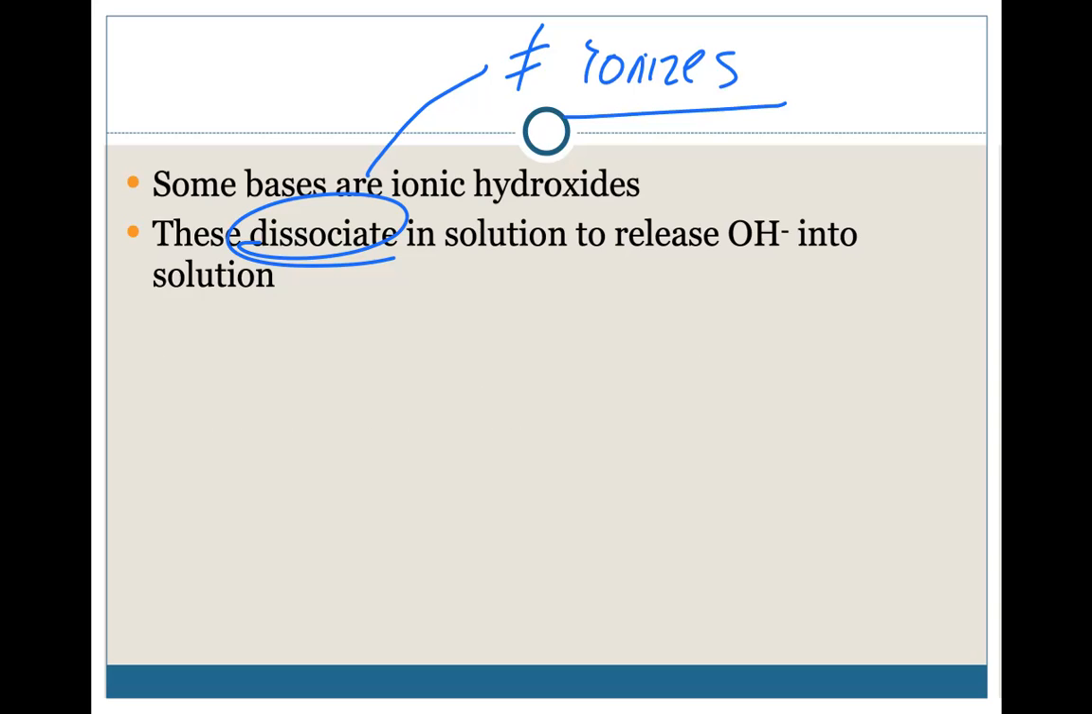Okay, so I want to do an example of this to show you first. KOH, potassium hydroxide, when you put it in water, you're going to get potassium ions, which are aqueous, and you're going to get hydroxide ions, which are aqueous. This is an example of dissociation. Okay, that's one type of base.